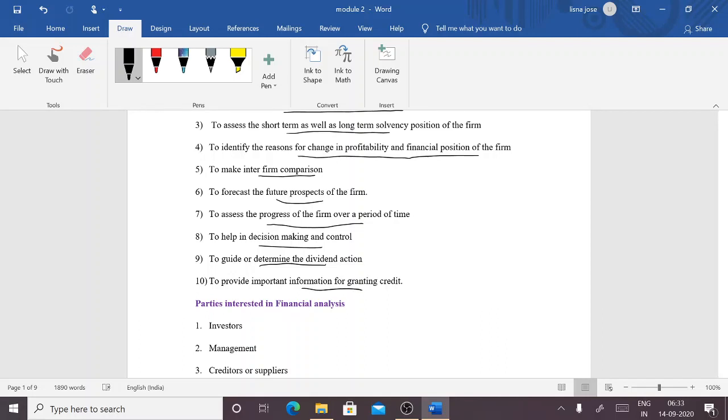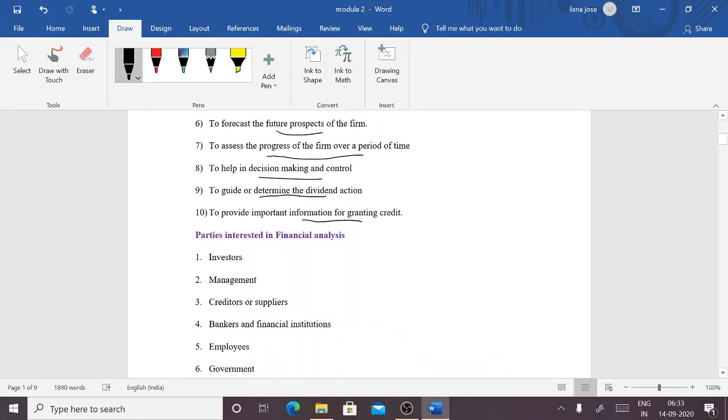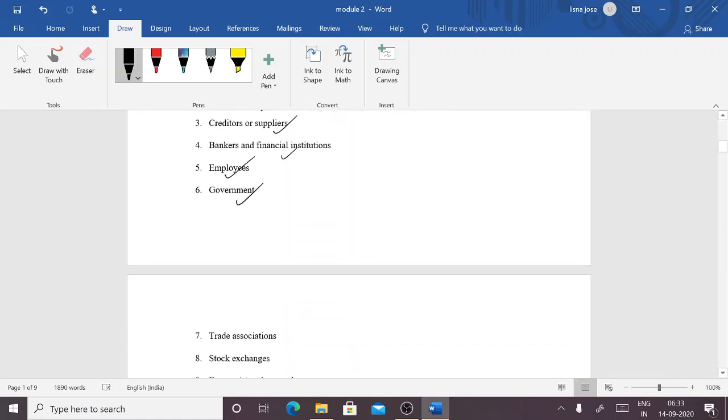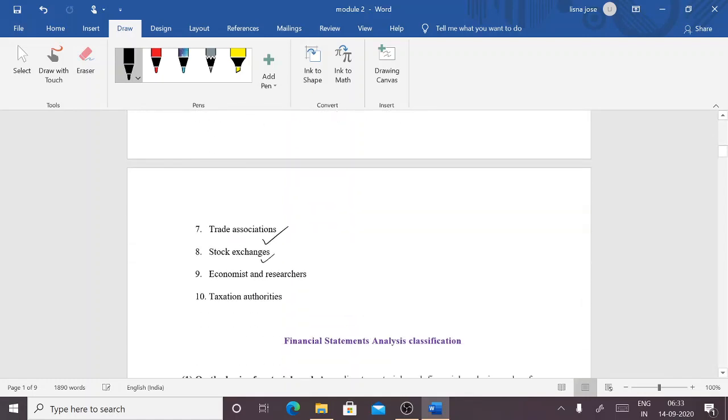Then who are the parties interested in financial statement analysis? Investors, management, creditors or suppliers, bankers and financial institutions, employees, government, trade associations, stock exchange, economists and researchers, and taxation authority.